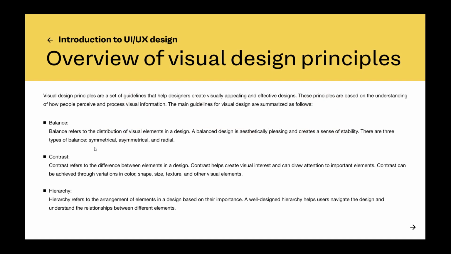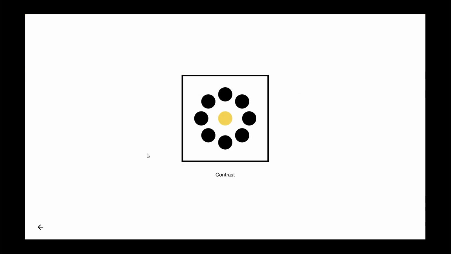Contrast. It refers to the difference between elements in a design. Contrast helps to create visual interest and can draw attention to the very important elements in your design. Contrast can be achieved through variations in shape, size, color, texture, and other visual elements. Let's take a look. With the use of the center circle in yellow, which is my primary color, you can see how we've drawn attention to it, rather than the other ones.